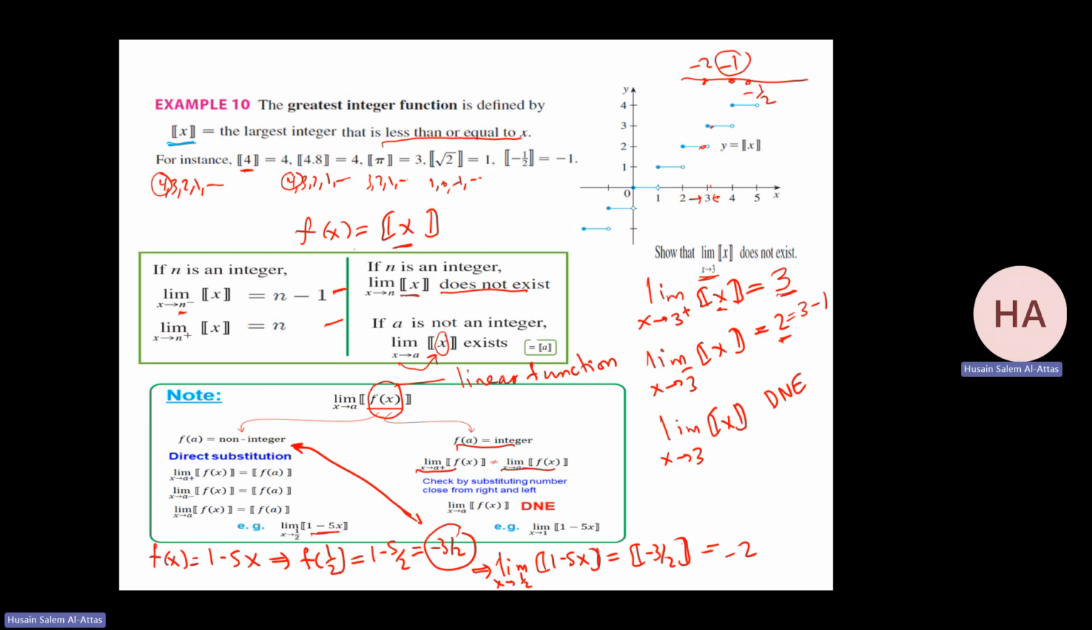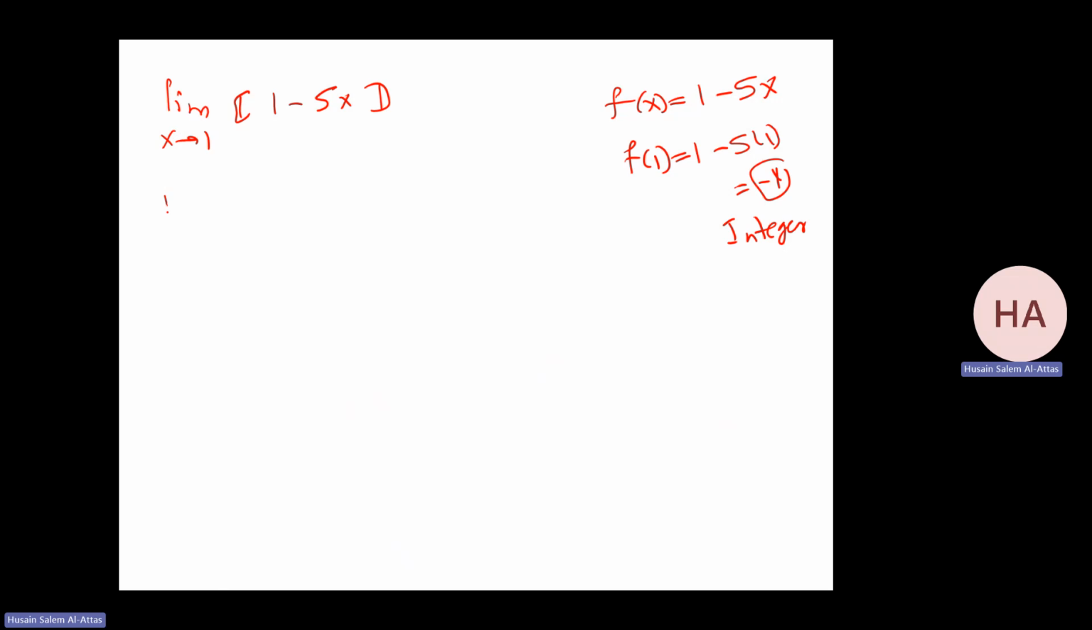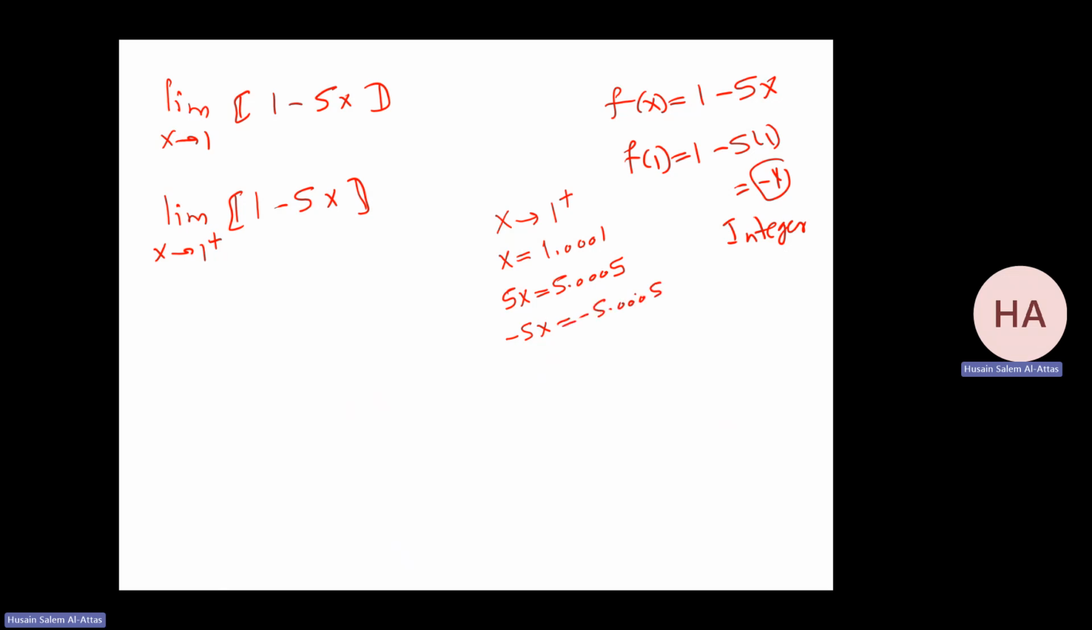They will not be the same, so you need to do left and right. But let us be sure. Limit as x goes to 1 from the right. Be careful now. If x goes to 1 from the right, what will happen? I take x as 1.001. Multiply by 5, you get 5.005. Multiply by minus, that will be minus 5x, which is minus 5.005.